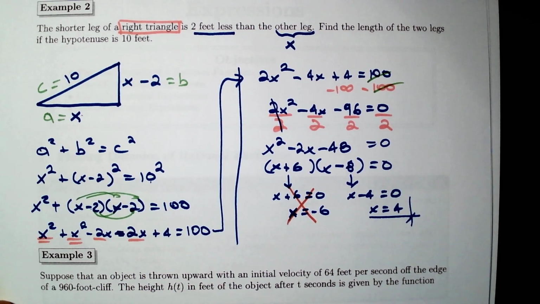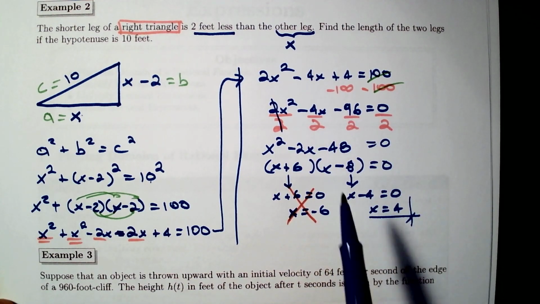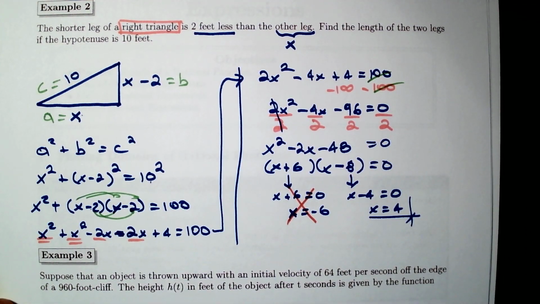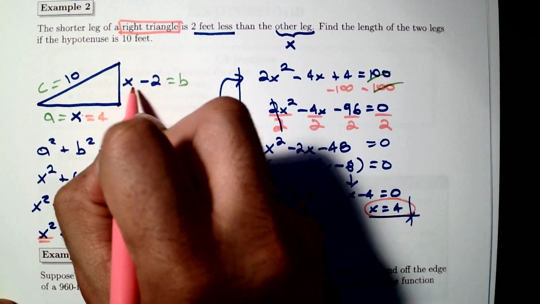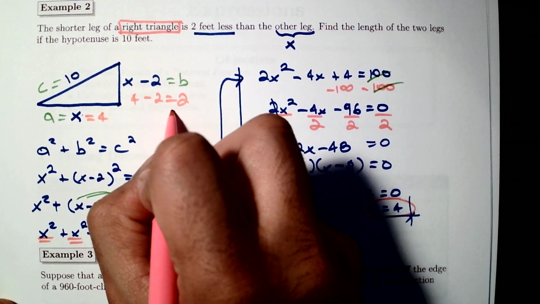Let's go back to the original problem, because the problem here is not to solve the equation, but actually to answer the question related to the word problem. So in this case, what are we going to do? We go back and plug in x equals 4, and x minus 2, which is 4 minus 2, which equals 2.